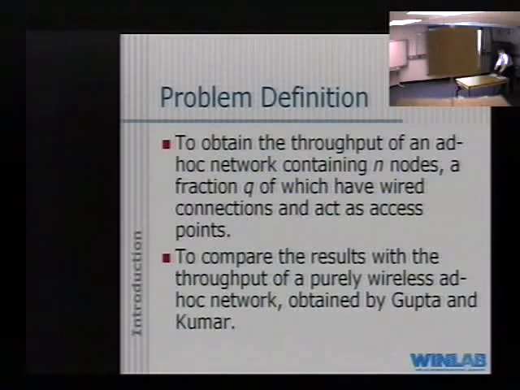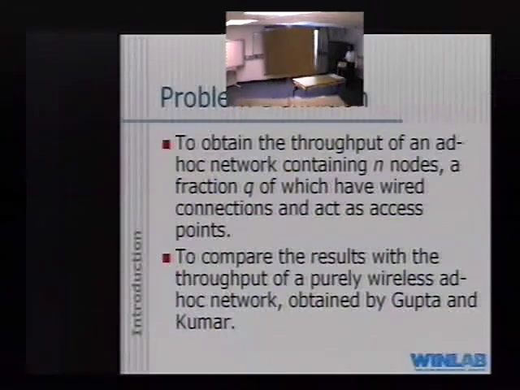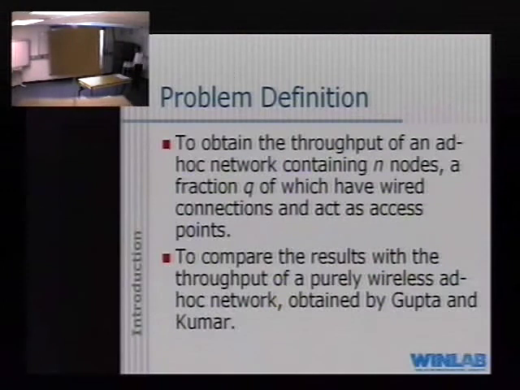So our aim here is to obtain the throughput of an ad hoc network which contains n nodes, a fraction q of which have wired connections and can act as access points. So you have an area in which there are n nodes, nq of which, since the fraction is q, have wired connections. They can both receive and transmit signals wirelessly, but they also have a wired backbone, as a result of which they can communicate with the other access points. And the remaining (1 minus q) times n nodes are pure wireless nodes.